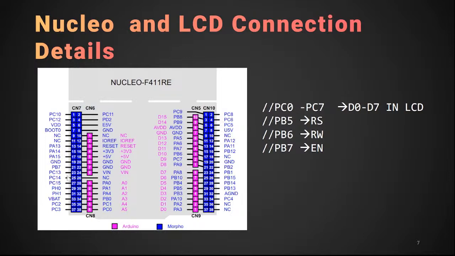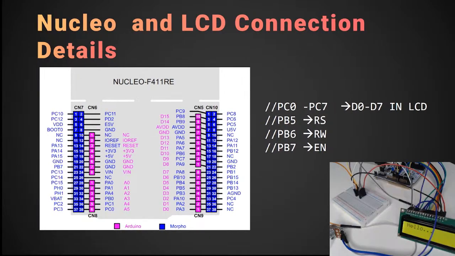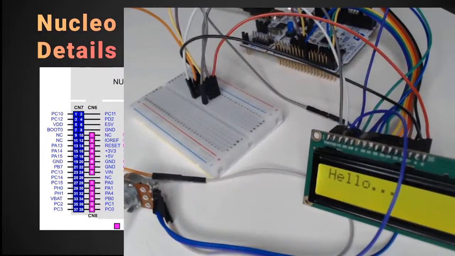Okay, PB7 is here. So we have connected. You have to connect this. I'll just show the connection details, like this is how I have connected the hardware. I have a breadboard and a Nucleo board, which is connected.